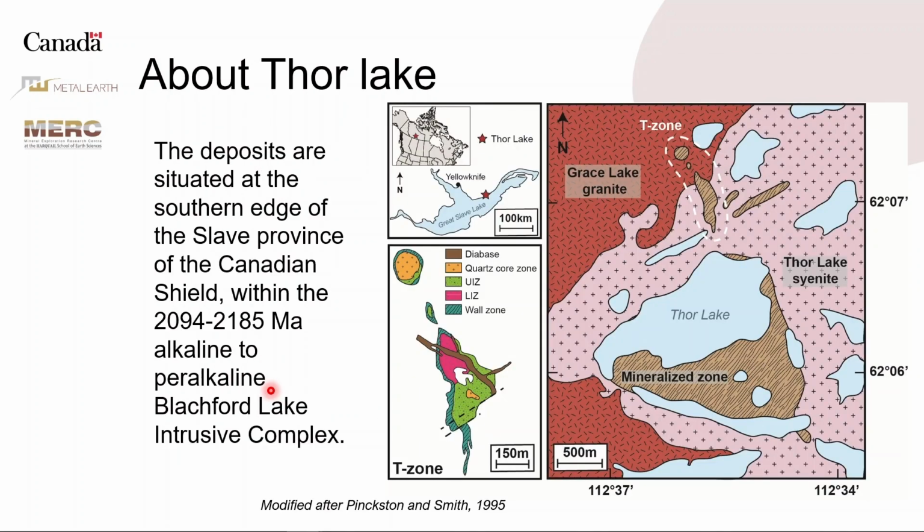So this is how it looks like. You have the mineralized zone. There are different parts to this mineralized zone included in the Thor Lake syenite, and around it you have the gray slate granite. The intrusive complex overall has been dated at 2.1, 2.2 billion years.